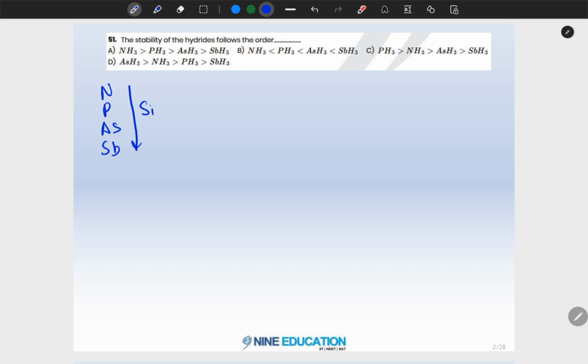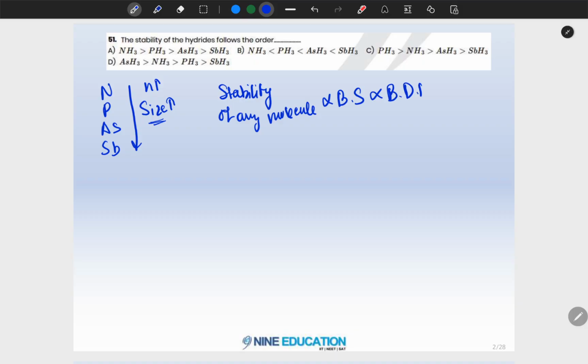Now down a group, because of increase in the size of the elements, what will happen? The bond length of the hydrides will also increase. Down a group, because of increase in the value of principal quantum number, size will increase. Now stability of any molecule is basically determined by the strength of the bonds present inside that molecule. The stability of any molecule will be directly proportional to the bond strength. Stronger the bond, it signifies more energy is required to break the bonds, so higher will be the bond dissociation energy.